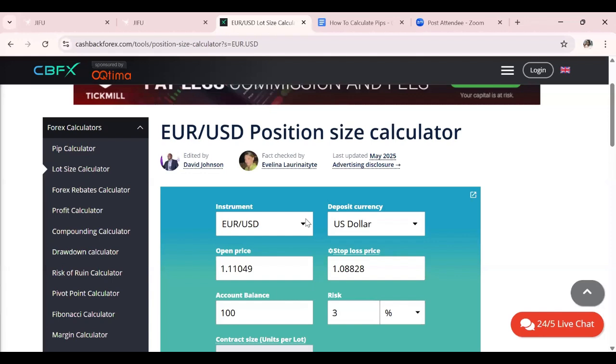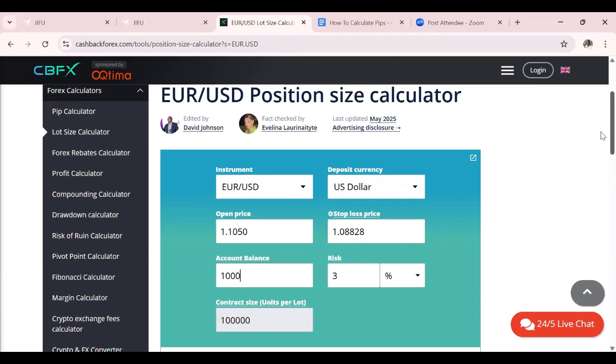So let's look at this Euro USD. Let's assume, using that as our example, what account size are you suggesting we use? Okay, let's use $1,000. So yeah, this is the lot size calculator. Your open price, and then your stop price is 1.10, the 20 pips, 1.1030.